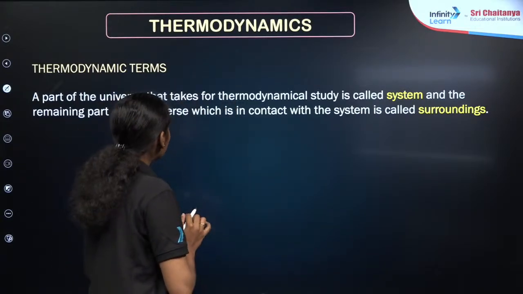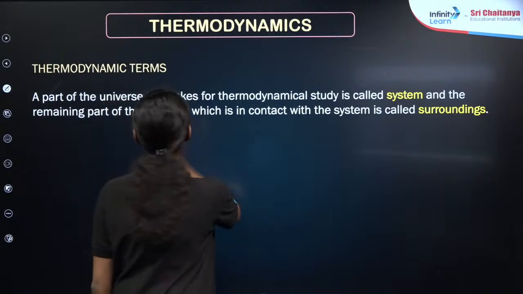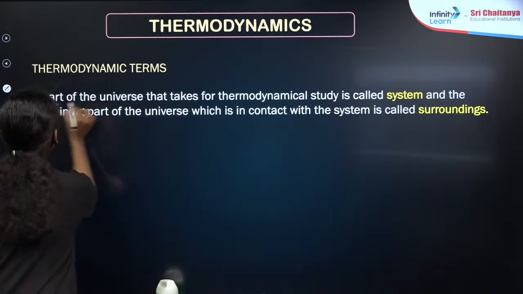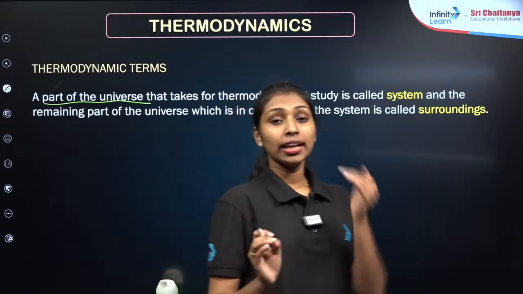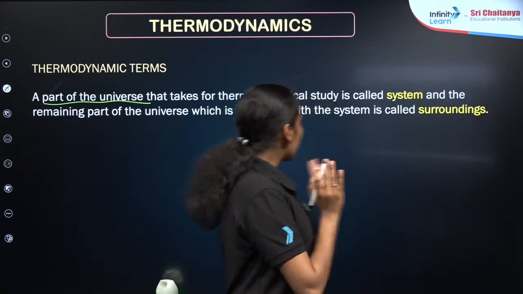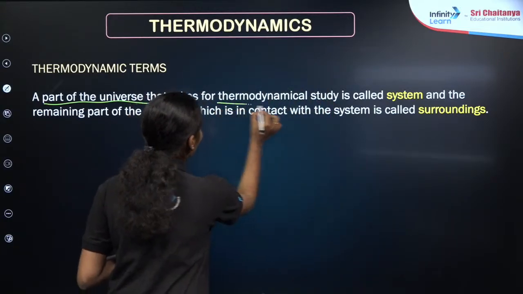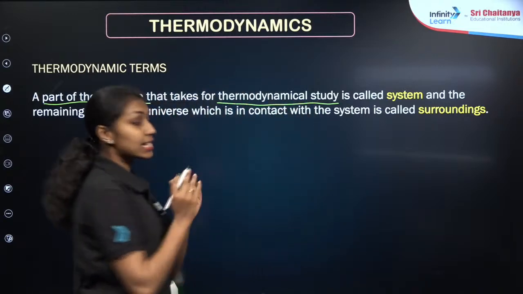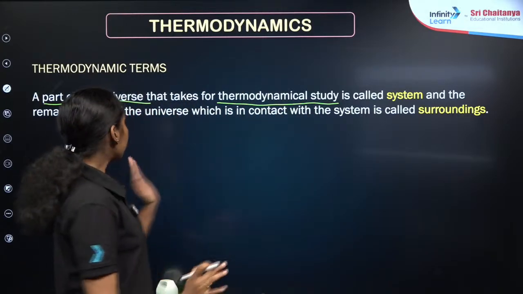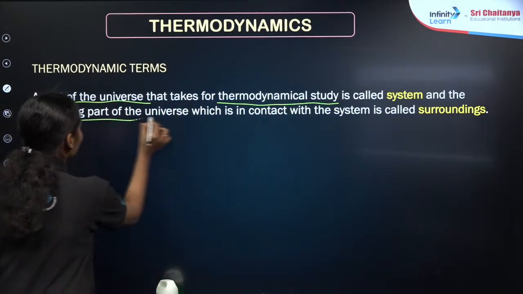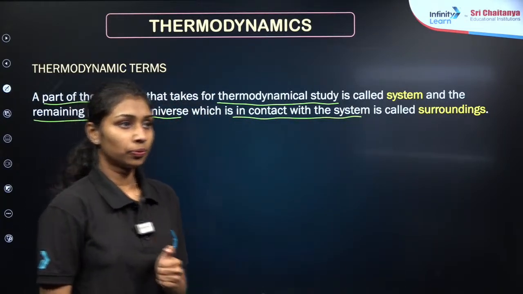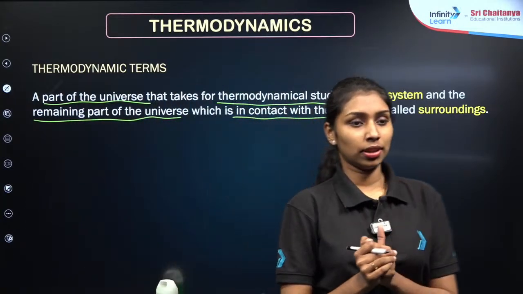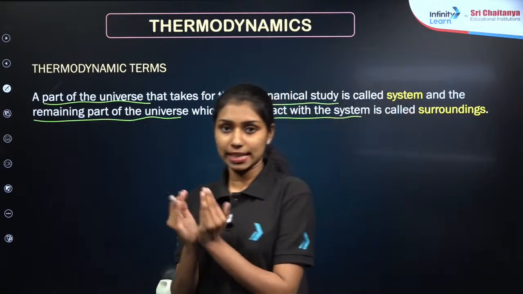So we can define the thermodynamic system as the part of the universe which is under thermodynamical study. Then all the remaining part of the universe which is in contact with the system is called the surroundings. Clear? Are you getting my point? What do you mean by system and surroundings?